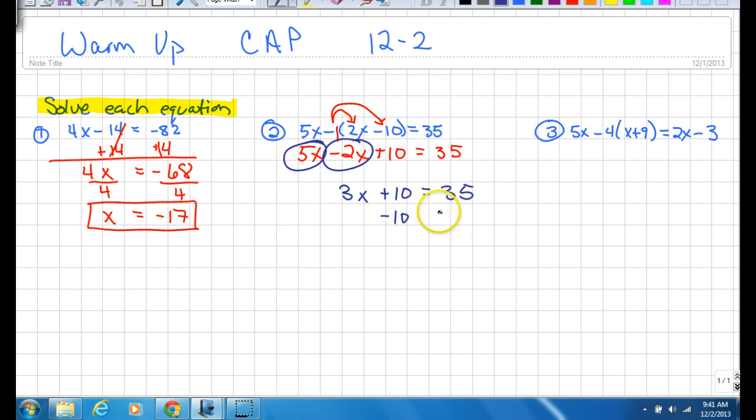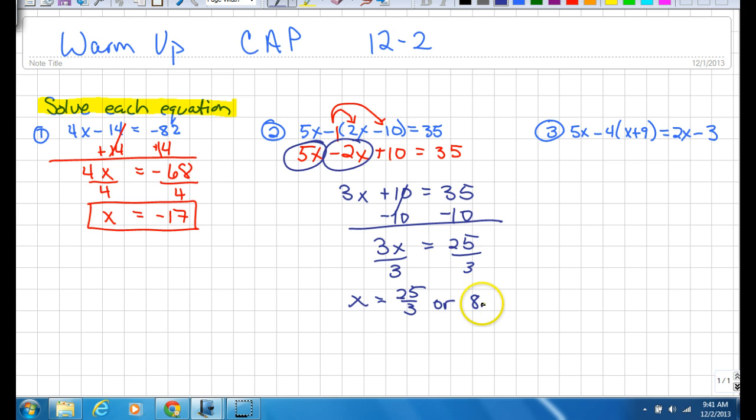Subtract 10 from both sides. Then you have 3x equals 25. So what do I need to do now? Yep, divide them both by 3. So you could say x equals 25 thirds. You could also say 8.3 repeating.